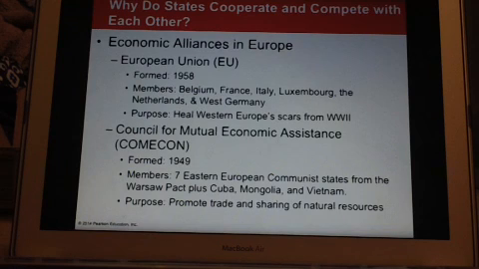The next thing we have is the Comecon, not the Comic-Con, the thing that you go to when you're into comic books, no judgments. So this is the Council for Mutual Economic Assistance. This was formed in 1949. The members are the 7 Eastern European communist states from the Warsaw Pact plus Cuba, Mongolia, and Vietnam. Their purpose was to promote trade and the sharing of natural resources.